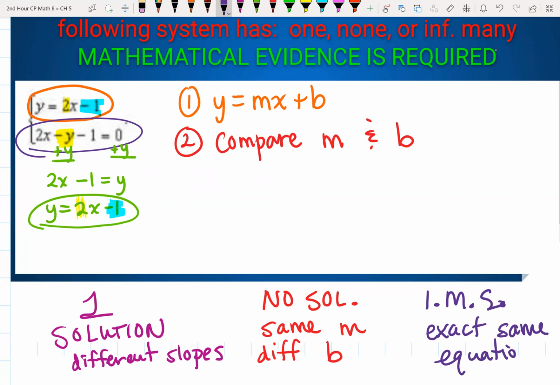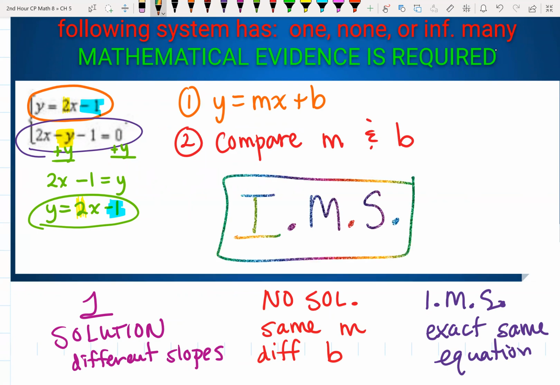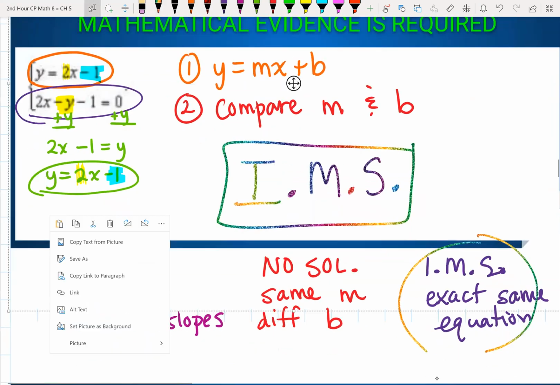And here you can see that these are the exact same equation. So our answer to how many solutions this system would have without solving it is infinitely many solutions. And that's what you would box for your final answer because they're the same. The second equation was just in disguise. Let's go take a look at our final example.